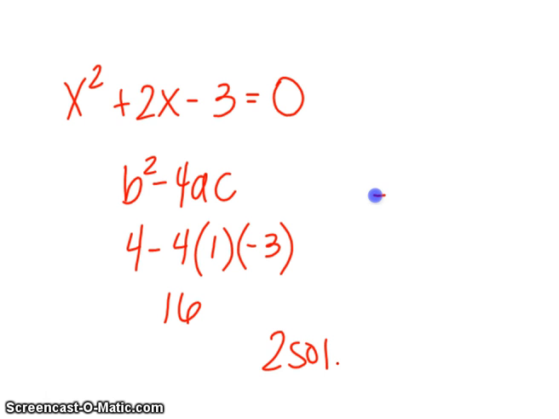Because when you do this problem, negative b plus or minus the square root of 16 over 2a, you know the square root of 16 is something that you can find, so you would be able to do negative b plus that number divided by 2a and negative b minus that number divided by 2a. So that's why there's two solutions.